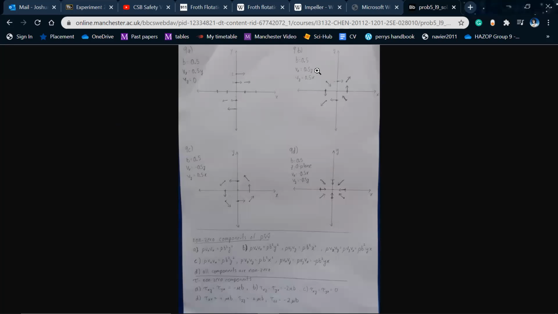The next one, 9b, I won't, I'll do 9c because they're quite similar, but 9c is a bit more complicated and it looks nicer because it's swirly. So 9c, we have Vx is equal to minus by, and then Vy is equal to bx. Okay, so let's go and do that then.